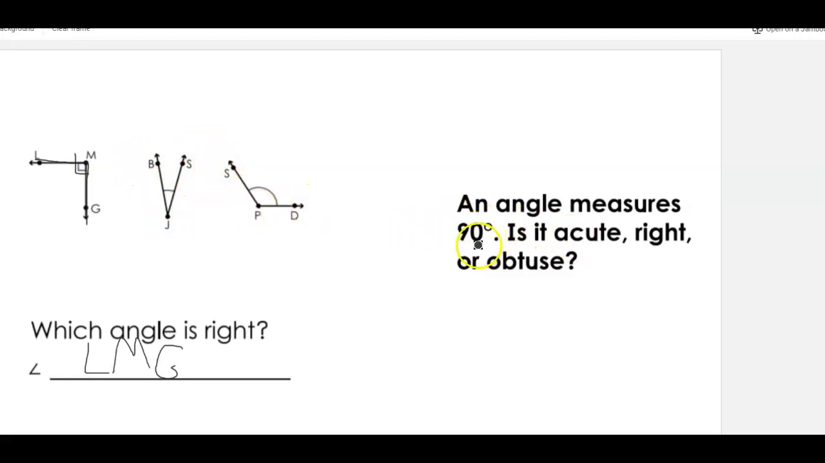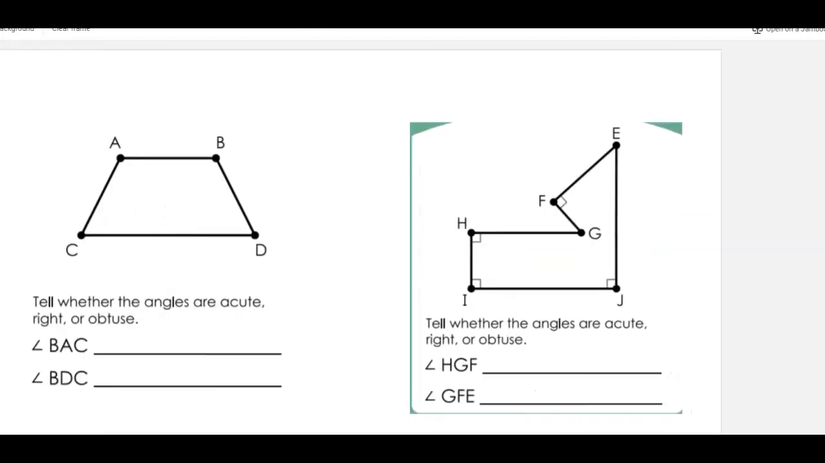An angle measures 90 degrees. Is it acute, right, or obtuse? What do you think? You're right. It is a right angle. It's exactly 90 degrees. If it's 90 degrees, it's right. Try another one.